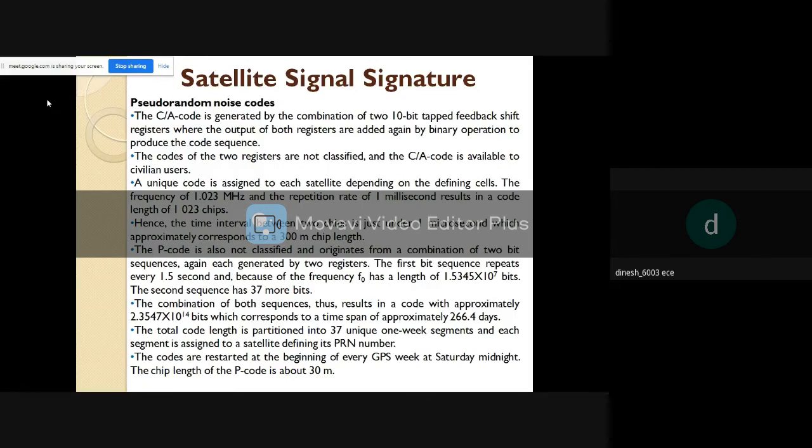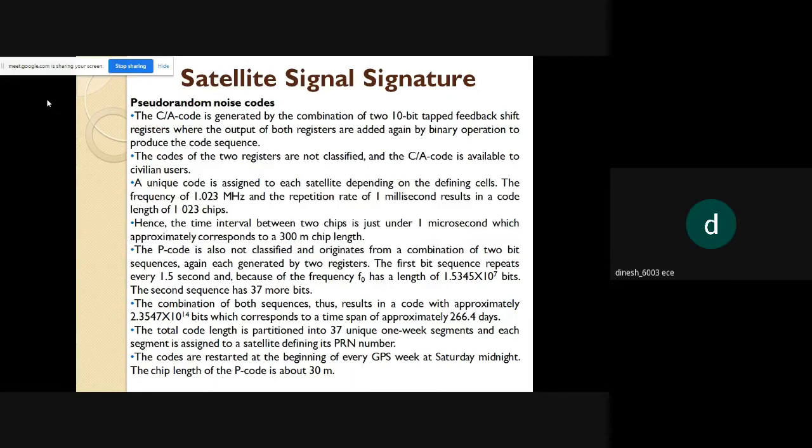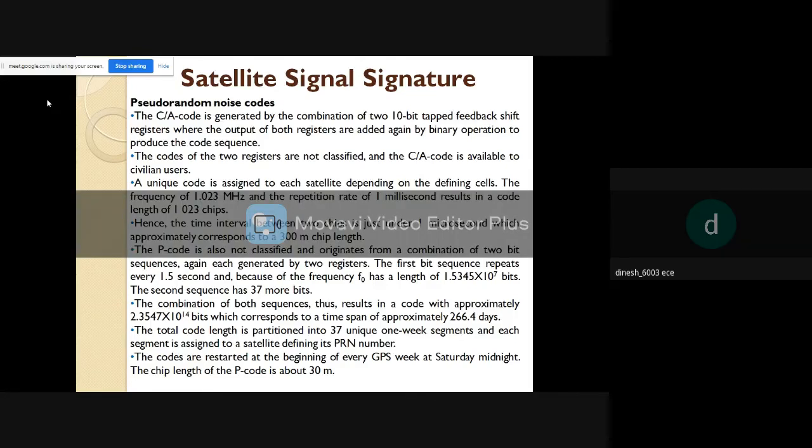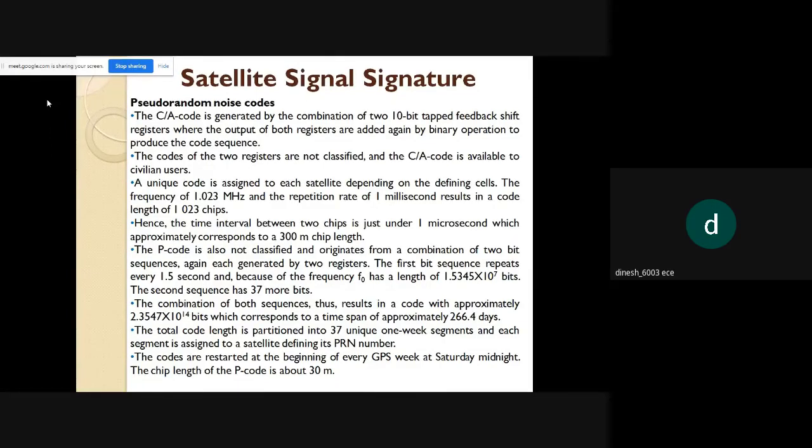Then we'll be getting a unique code, which is assigned to each satellite depending upon the defining cells. The frequency of 1.023 megahertz and the repetition rate of 1 millisecond result in a code length of 1023 chips. Hence, the time interval between two chips is just 1 microsecond, which corresponds to a 300-meter chip length, as I said earlier for CA codes in the beginning of this presentation.